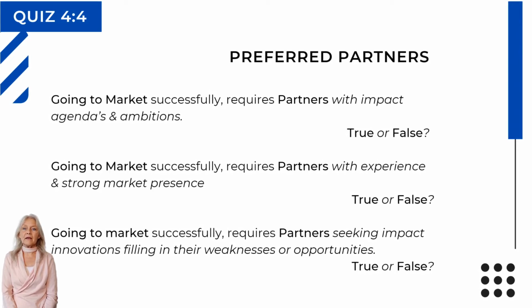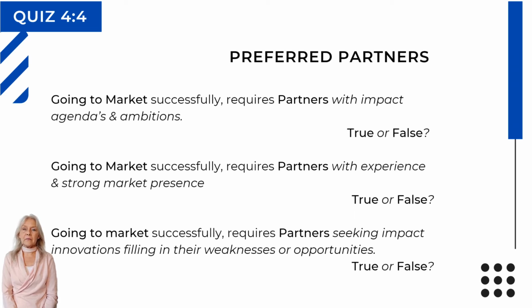Question: going to market successfully requires partners with experience and strong market presence. Stop. False. Scaling and impact innovation is a skill. Note that strong market presence comes with expectations and demands from both the partner, its supply chain, and its client base.